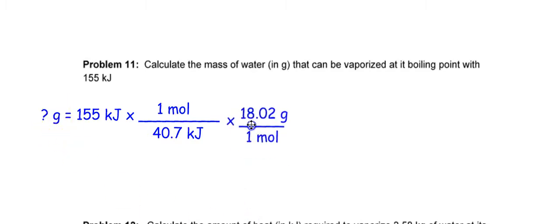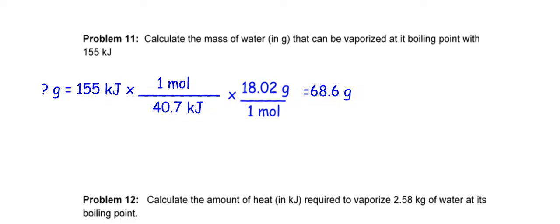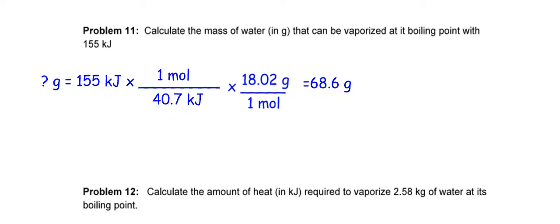All right, so let's go ahead and do this. 1 mole on the bottom, 18.02 grams, periodic table on the top. So what is my final answer going to be? Go ahead and calculate it. Okay, I got 68.6 grams, okay? So problem number 12 is very, very similar. Now we're reversing it. What if I have 2.58 kilograms of water? How much energy from my stovetop or from whatever will it take to vaporize that much water? Why don't you do that on your own and come back and see how you do?